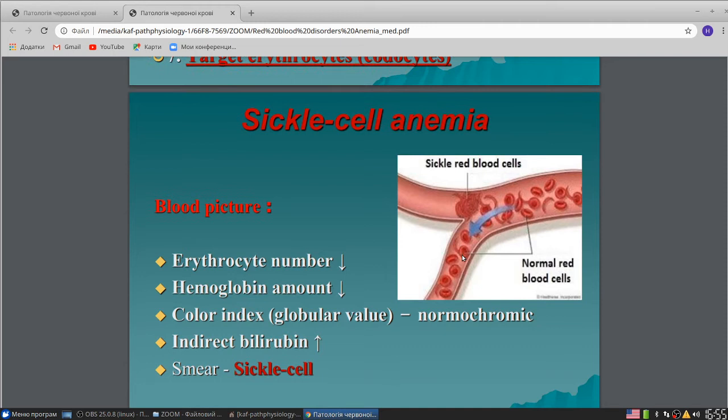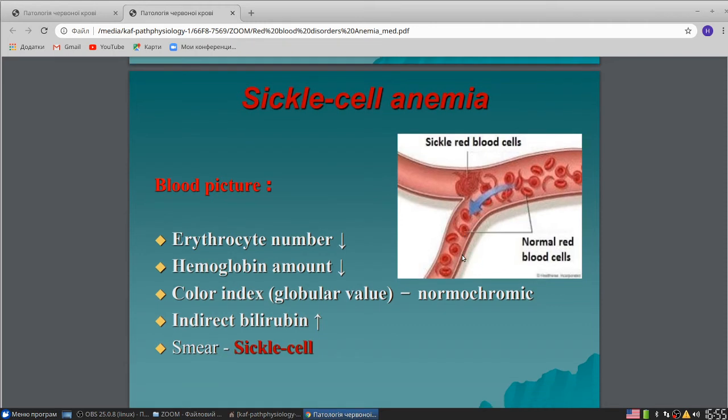Sickle cell anemia. In this form of anemia it will be hemoglobinopathy, and erythrocytes will change their normal shape from biconcave to sickle or young moon cells. The total amount of erythrocytes in blood decreases, hemoglobin amount decreases, the color index will be normochromic, and indirect bilirubin increases.